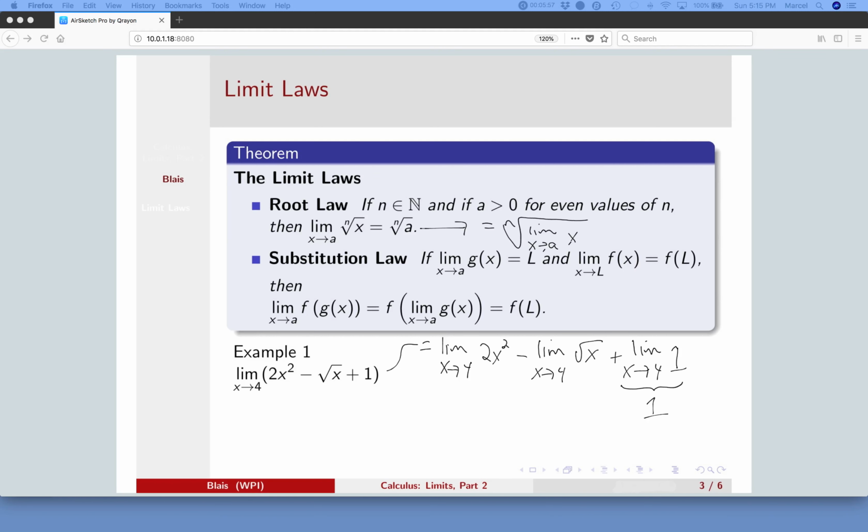So this is our constant law. And here we can use our root law. We can bring the limit inside the square root.